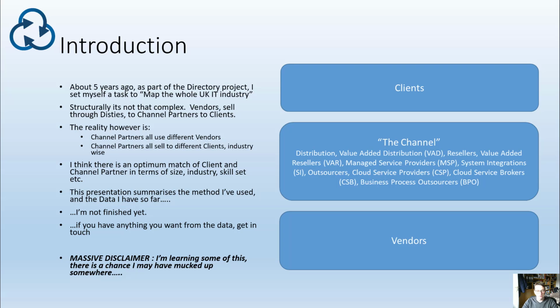It's summarised as mapping the whole UK IT industry, but to try and understand how the three layers of the supply chain, clients or buyers, the channel, which is your resellers, outsourcers, etc., and vendors all work together to support the IT industry in its current form. Realistically, I think I'd underestimated how complicated this was going to be. There is a lot of data out there and a lot of data not out there that makes this quite an obscure process to go through.